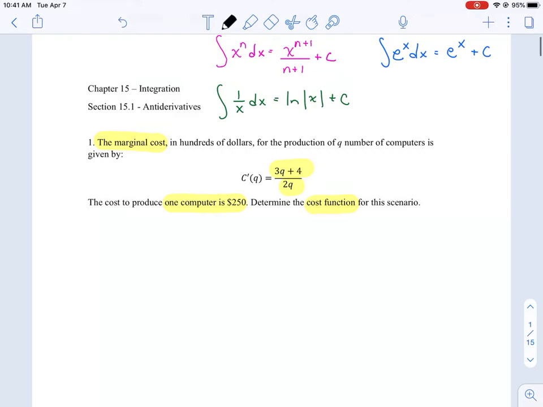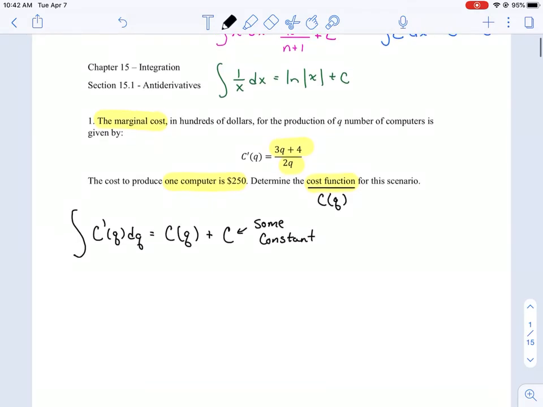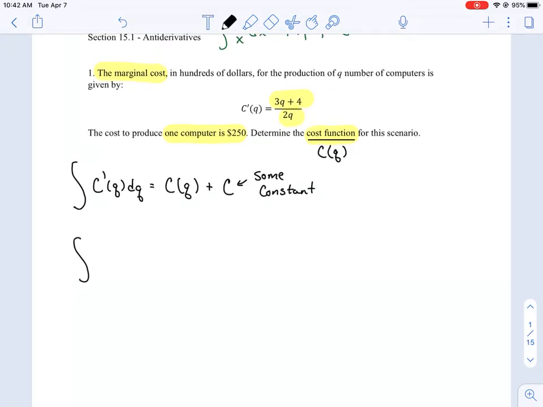Okay, so the cost function is C of Q. And to find C of Q, we're going to have to find an antiderivative of C prime of Q, because this is equal to the cost function plus some constant. All right, so we're going to find the antiderivative here. The antiderivative of (3Q plus 4) divided by 2Q dQ is going to equal the cost function.